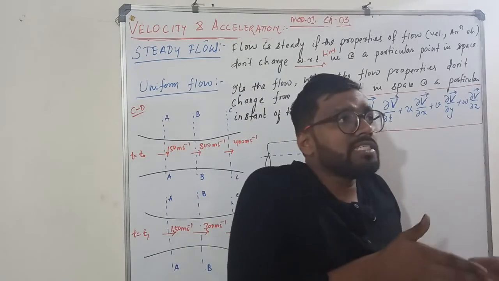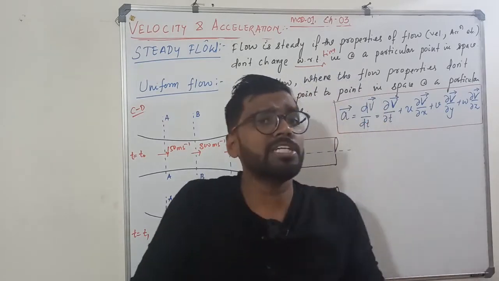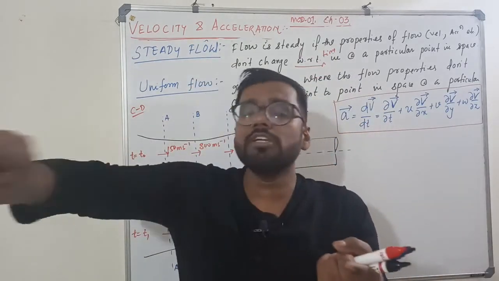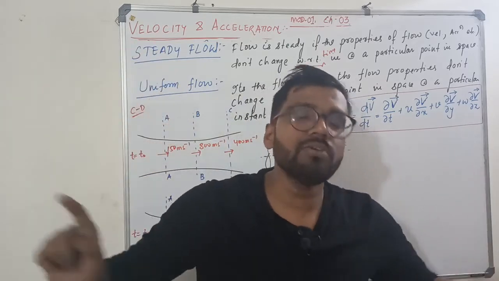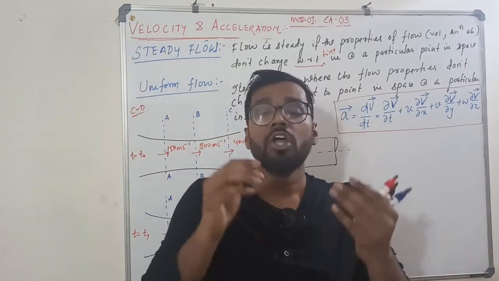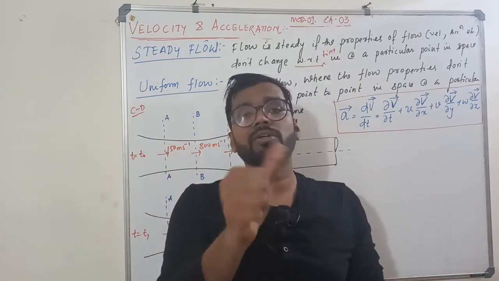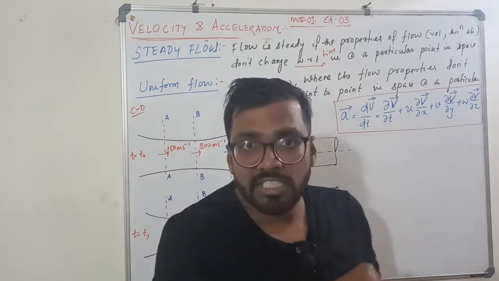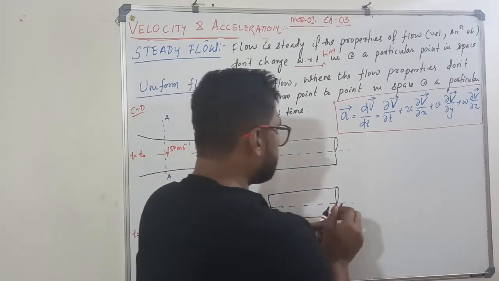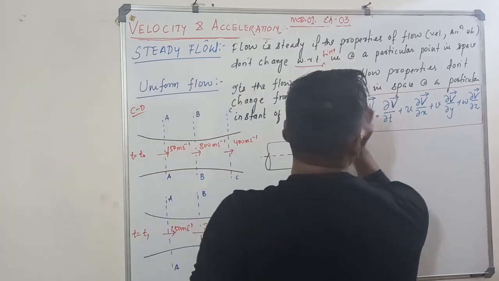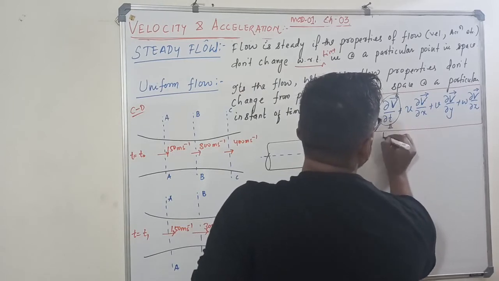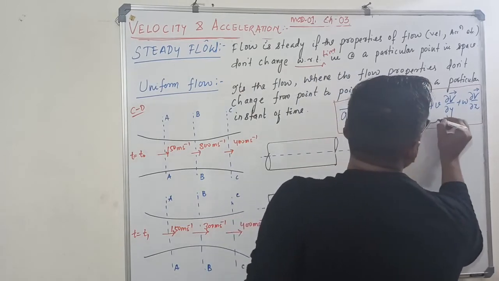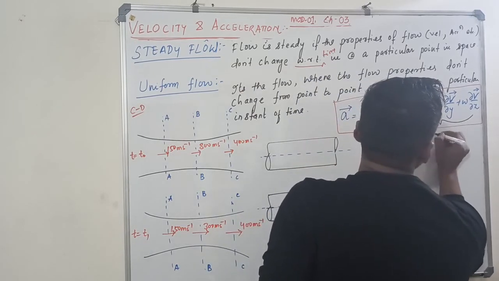That means even if you change the time at a particular space, the velocity that is flowing is the same. And such a flow we call steady flow. Do not change with respect to time. So this is our what? Acceleration. What is this? Sir, this is local acceleration. What is this term? Sir, this is convective acceleration.